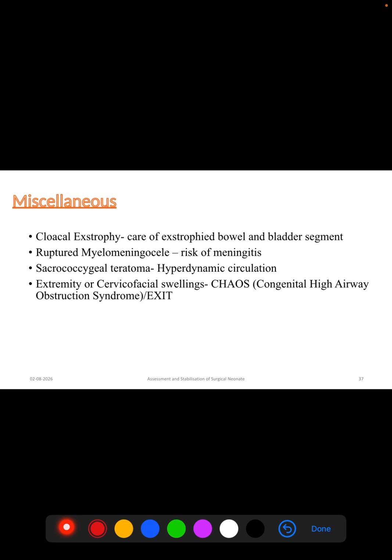Sacrococcygeal teratoma hai. You have to be aware of hyperdynamic circulation, whether there is a cystic component or a solid component. Accordingly, you have to act upon. And when there is extremity or cervicofacial swellings hain, toh wahan par congenital high airway obstruction syndrome ko toh EXIT karne ka zaroorat rehta hai.